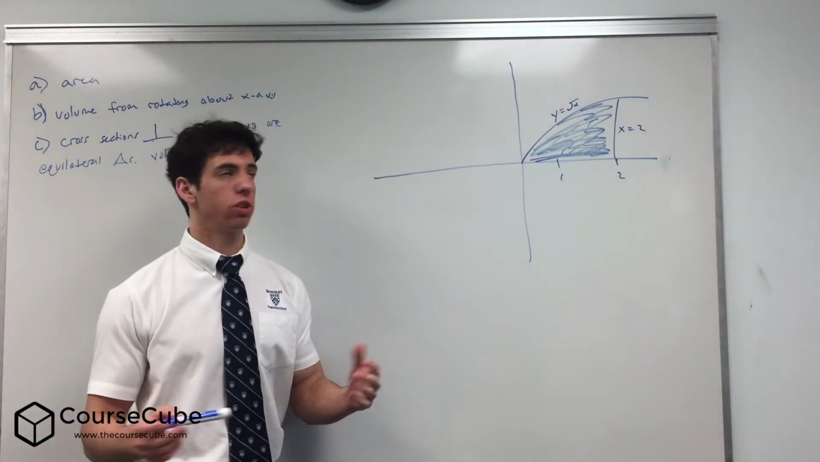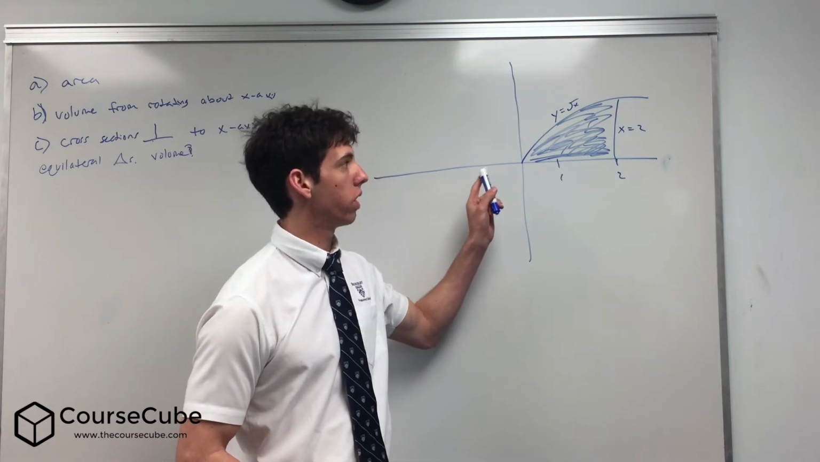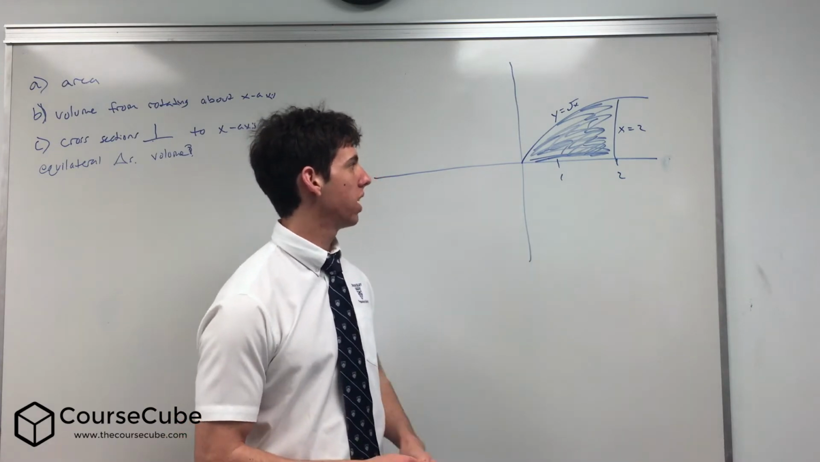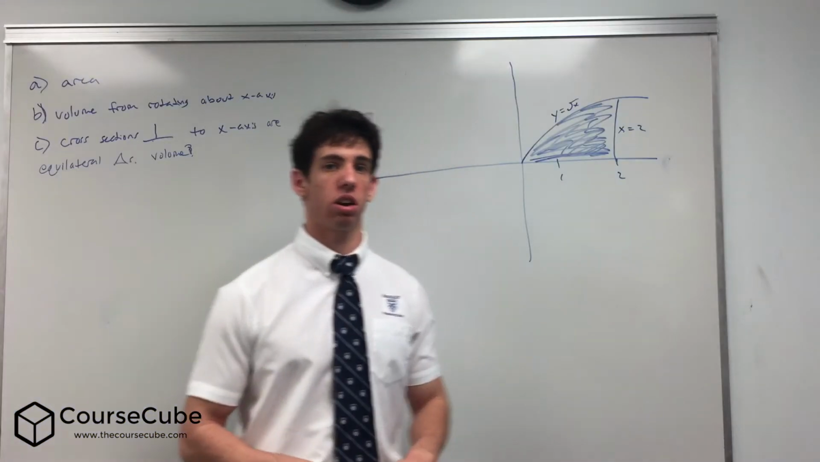So the region for this problem is bounded by the curve y equals the square root of x, the line x equals 2, and the x-axis. So this is our region. First we want to find the area of this region. So let's take the integral.